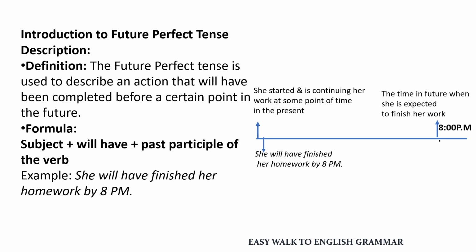Let's move on to the introduction to the future perfect tense. The future perfect tense is used to describe an action that will have been completed before a certain point in the future. Look at the timeline on the right side. Here we can see a particular she. She is the subject of the sentence.